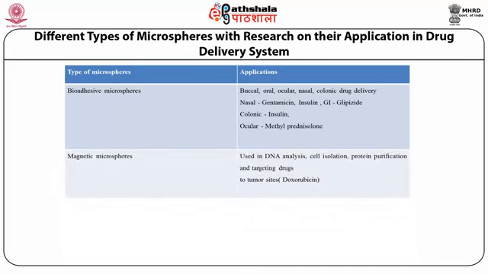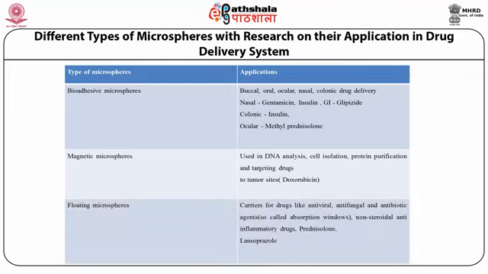Now let's come to the magnetic microspheres. They are used in DNA analysis, cell isolation, protein purification, and targeting drugs to tumor sites, for example doxorubicin. Next is floating microspheres. They are used as carriers for drugs like antiviral, antifungal, and antibiotic agents, so they are called absorption windows. They are also used for non-steroidal anti-inflammatory drugs like prednisolone, and they are also used for lansoprazole.